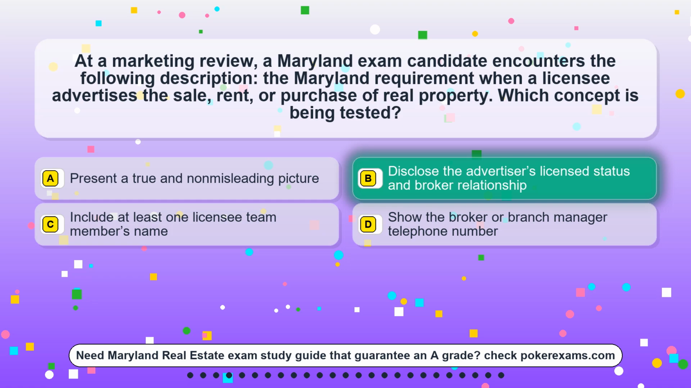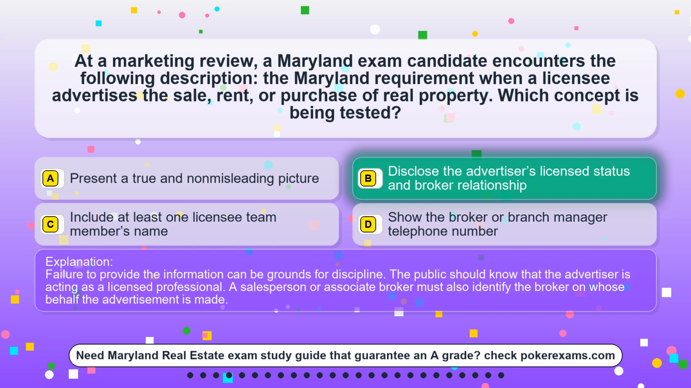The correct answer is option B, disclose the advertiser's license status and broker relationship. Failure to provide the information can be grounds for discipline. The public should know that the advertiser is acting as a licensed professional. A salesperson or associate broker must also identify the broker on whose behalf the advertisement is made.